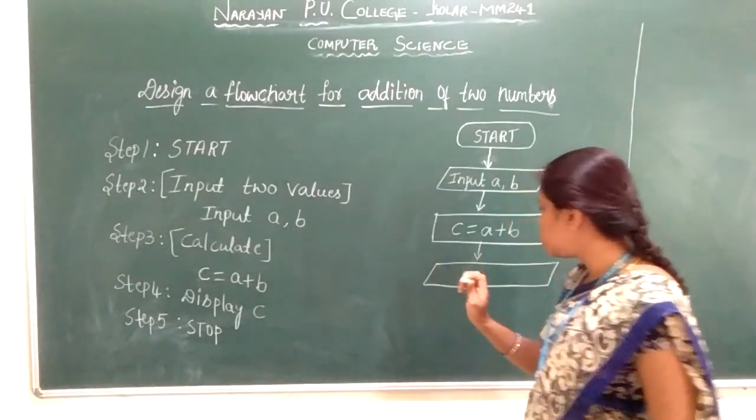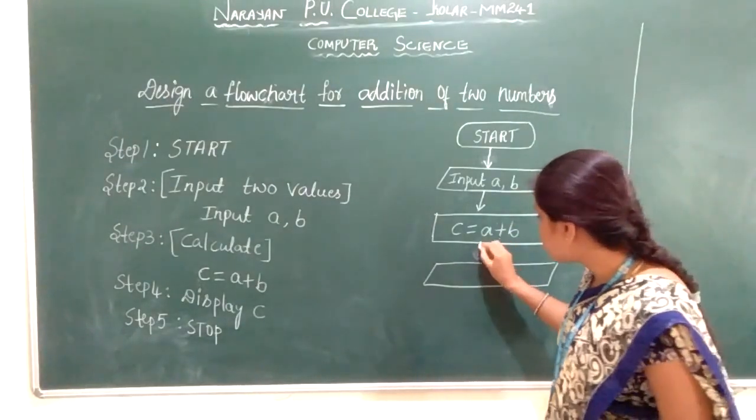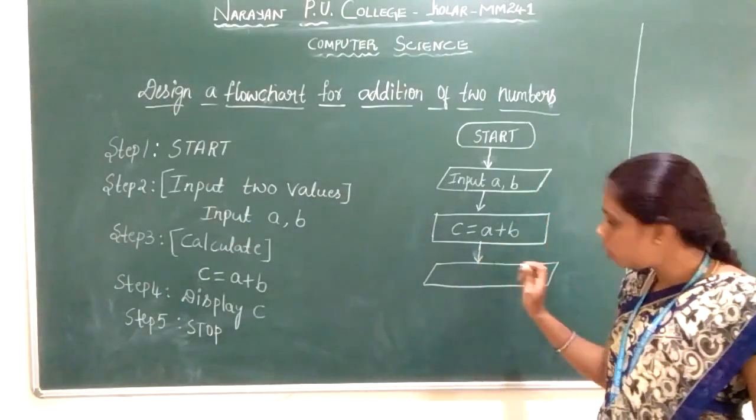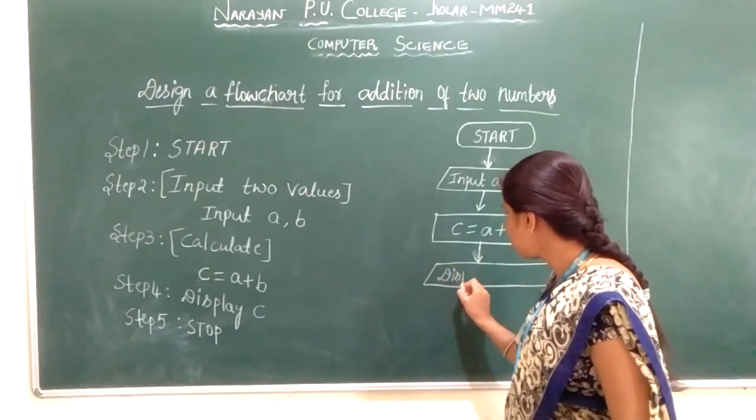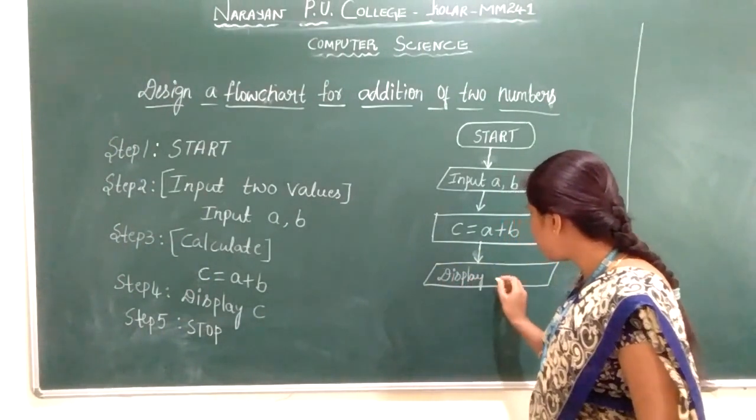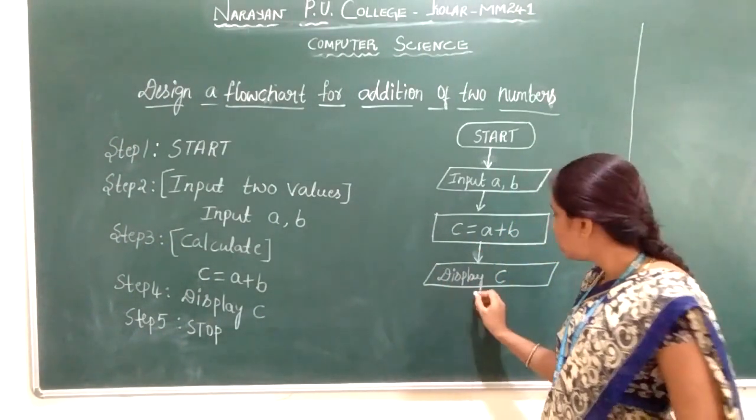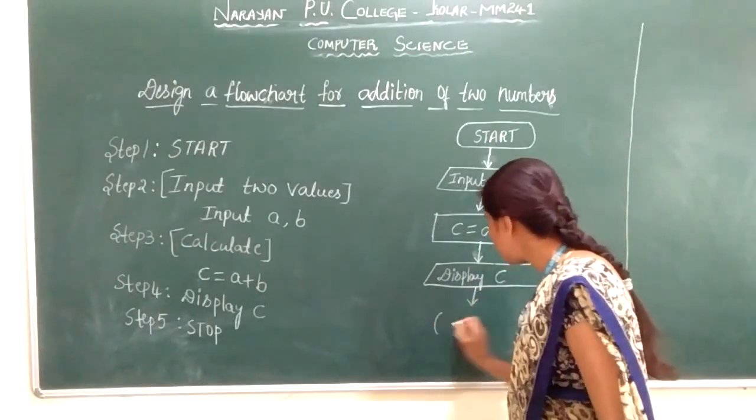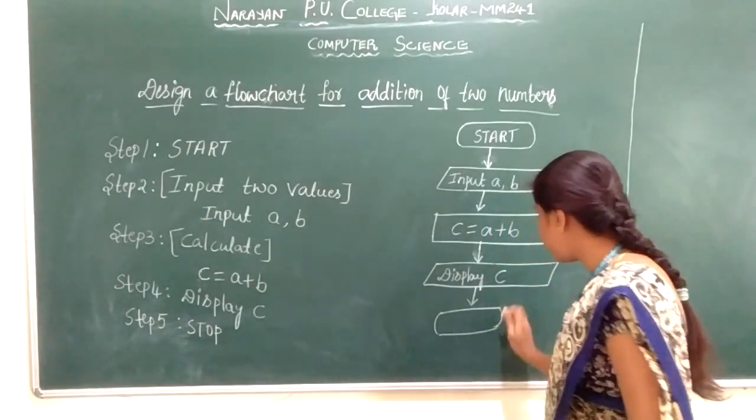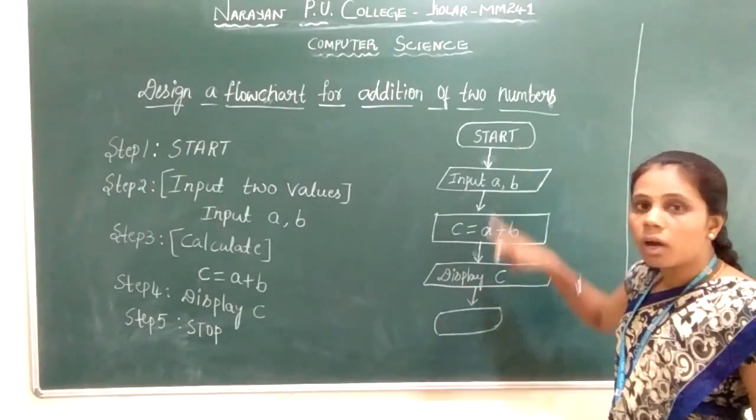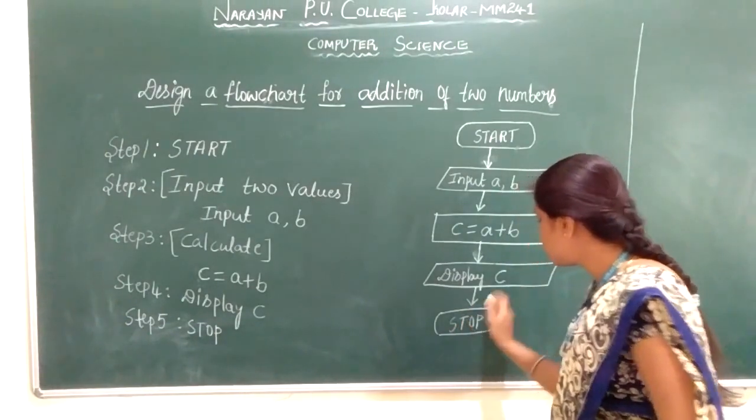See, this parallelogram is used for input and output. For both we are using this. This arrow is for flow control. Then we display C, so we are displaying this C value. After displaying, you are going to stop the flowchart. For stopping, or for beginning and end, we are going to use a symbol called oval.